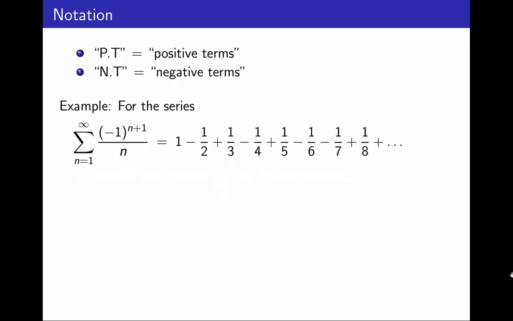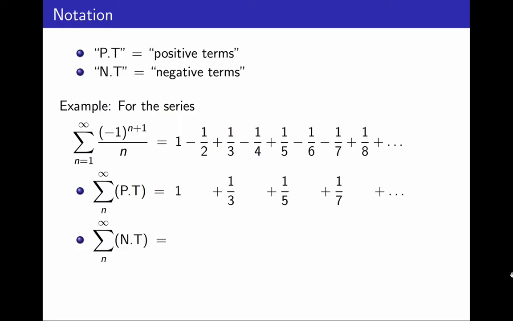Let's say we are studying the alternating harmonic series, 1 minus a half plus a third minus a quarter, and so on. Then, when I write sum of pt, I mean 1 plus a third plus a fifth plus a seventh, and so on. I am keeping only the positive terms in the same positions they were, in the same order, and I have removed the rest. Basically, I'm replacing the negative terms with zeros. And similarly, when I write sum of nt, I mean minus a half, minus a quarter, minus a sixth, and so on, just the negative terms.